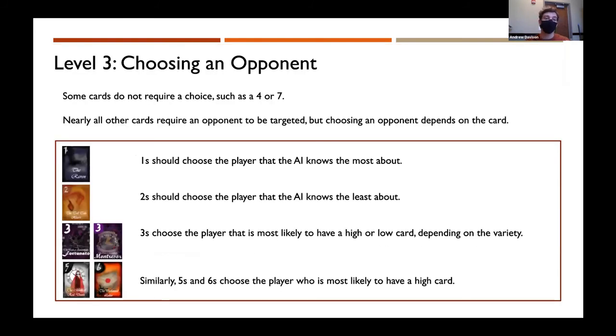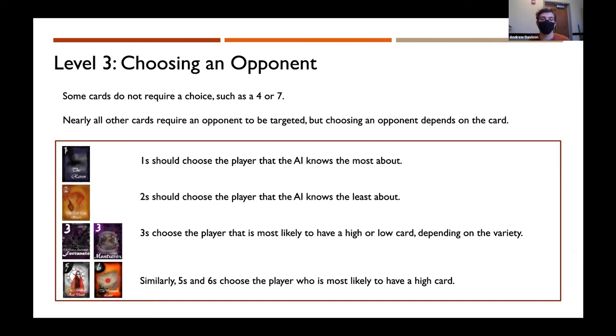And then finally, our last level of AI is where we're choosing an opponent. So once the AI has chosen a card, some cards don't require a choice of an opponent, like a 4 or a 7 don't require a choice, but all of the other ones do. And there's different methodologies between deciding which opponent to target depending on the card that you have. So if you have a 1, you want to choose the player that the AI knows the most about. Right, you want to guess what their card is, so the more you know about them, the better.